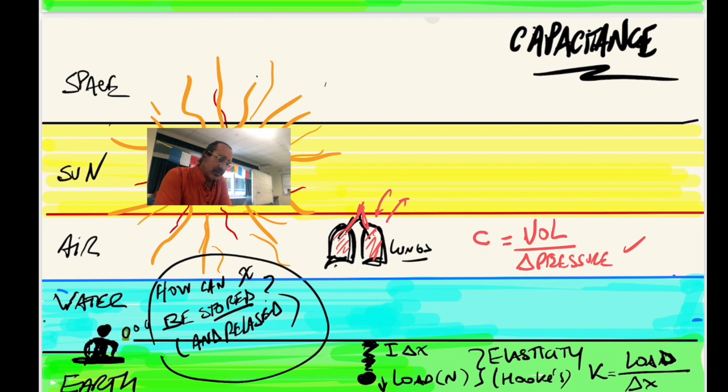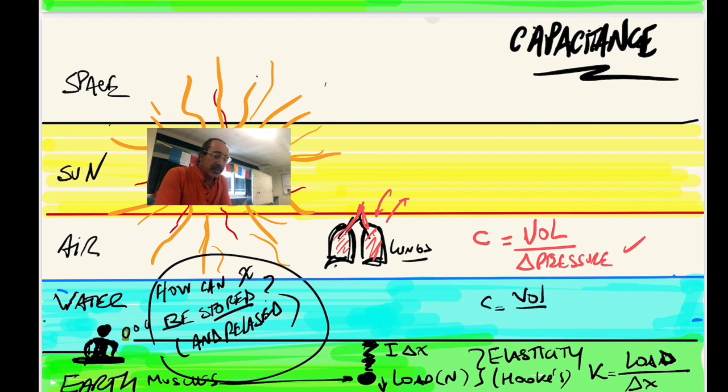In our bodies, we have natural capacitors in the muscles, right? Muscles are elastic capacitors. They carry weight and absorb and release energy.